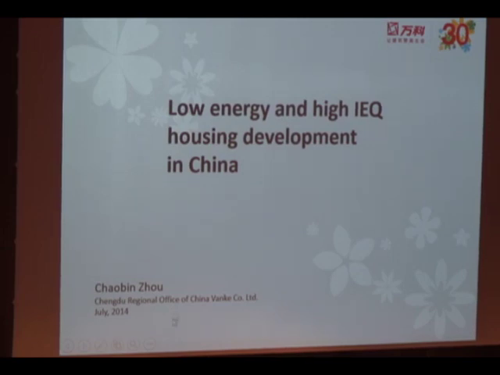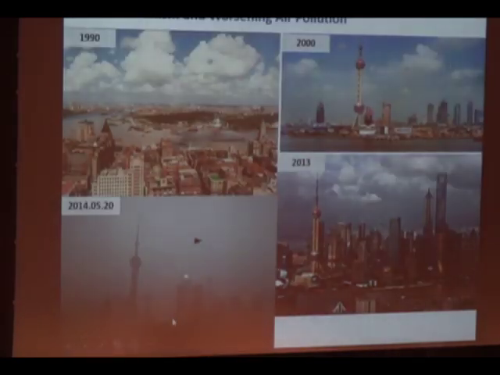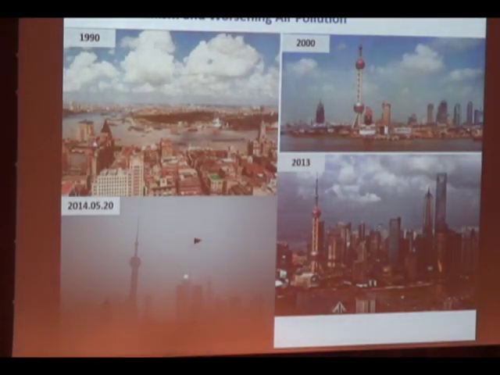Everyone knows we are now experiencing the fastest urbanization and worsening air pollution. This picture is from Baidu.com, and we can see how Shanghai changed over 24 years. Before, it was very beautiful, a big garden, but now you can see it is a disaster.